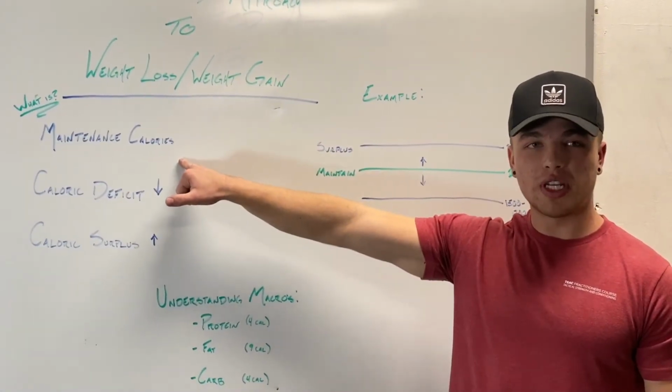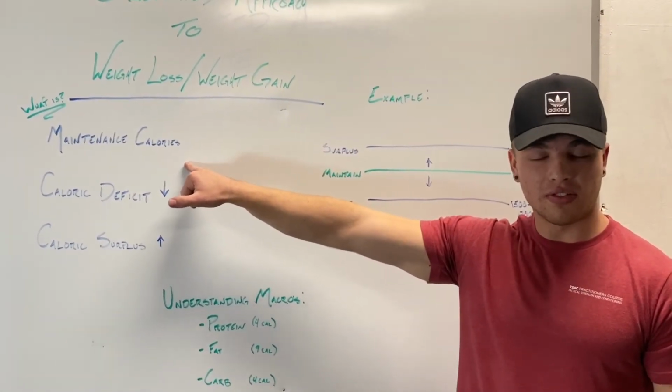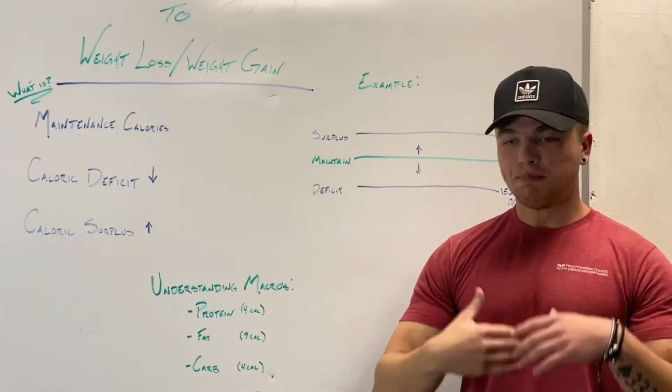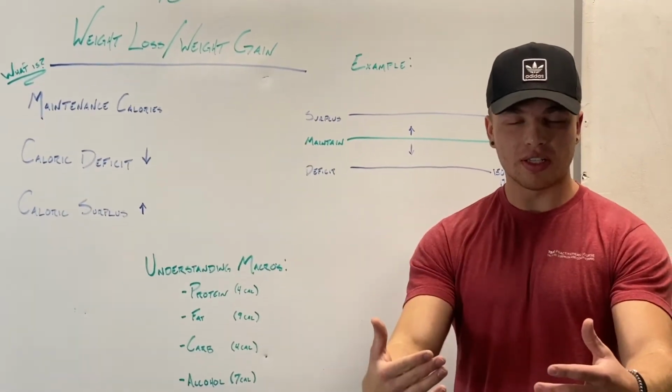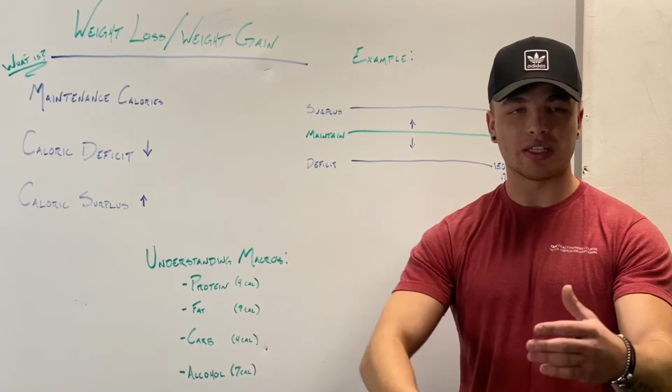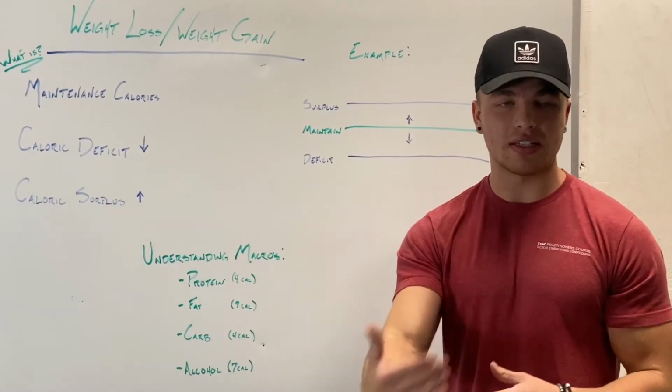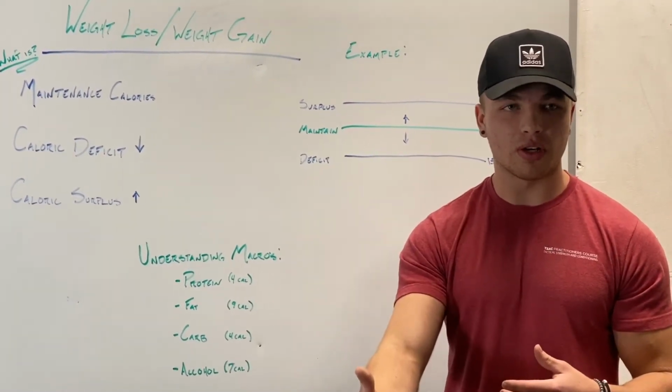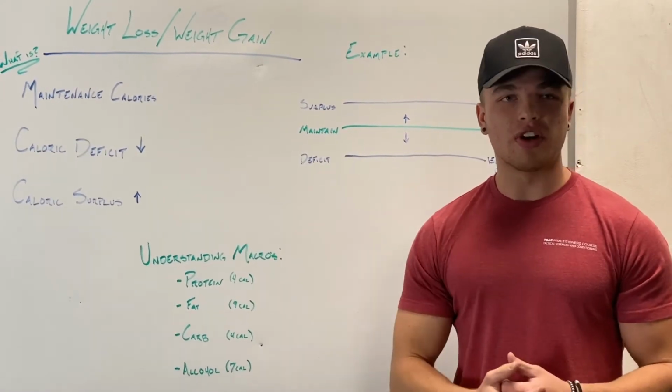So the definition of maintenance calories, the easiest way that I can define it, is the amount of calories that we must consume to stay the exact same, to maintain the exact same body composition that we are currently walking around with. So how do we find our maintenance calories?